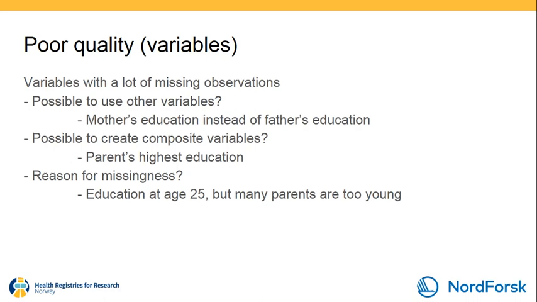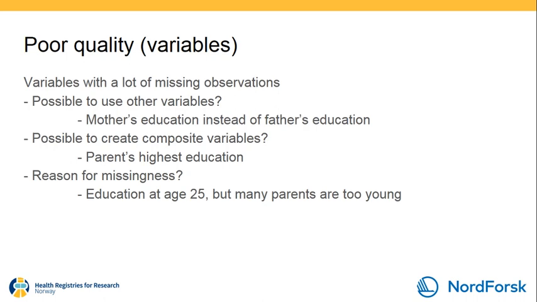Maybe it's possible to create a composite variable. So maybe what you're after is the parent's highest education. Then you would have to have missing on both parents in order for the variable to get the missing value.